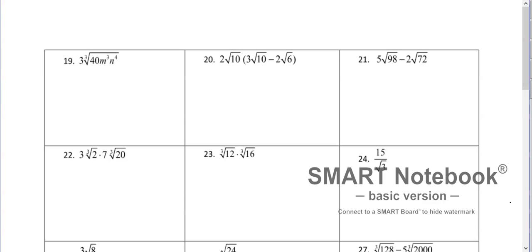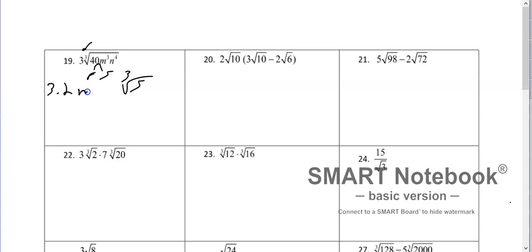Okay, again, pay attention. This is a cube root. The 3 is going to be waiting outside. 8 and 5 are the numbers we're going to use. The cube root of 8 is 2, so that comes out. The cube root of 5 stays inside.